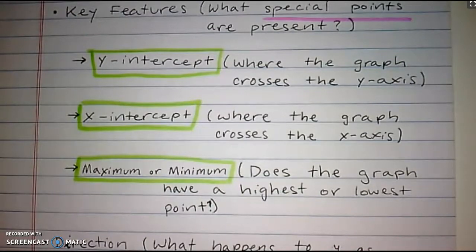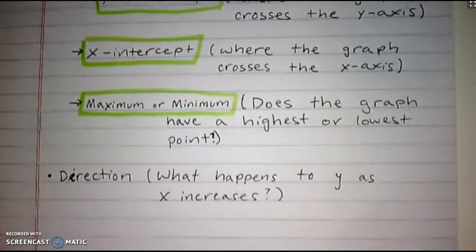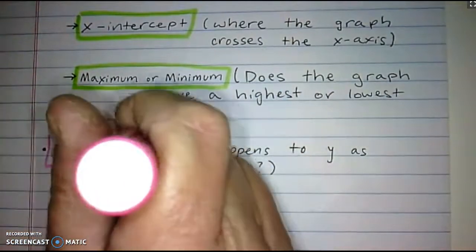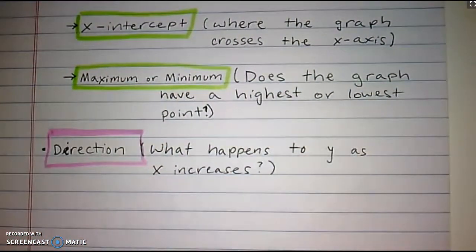Finally, the last thing that we're going to describe is what we call the direction, meaning, what is happening to y as x increases. Just like when you read Of Mice and Men, you read from left to right, the same is true when we are evaluating a graph. We always start at the left side and read towards the right side. If you need to, pause the video, go back, and rewatch these ways that we can describe a graph. Coming up, I'm going to show you an example of how I describe a graph.